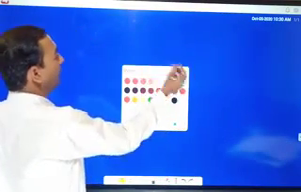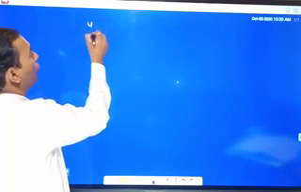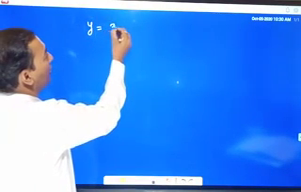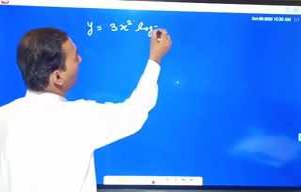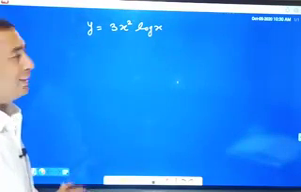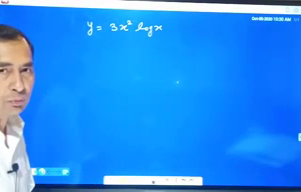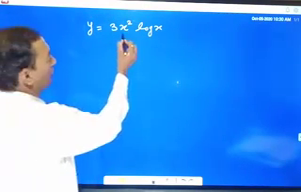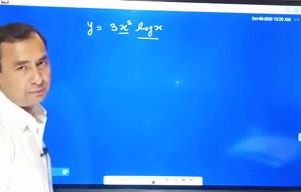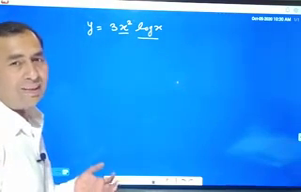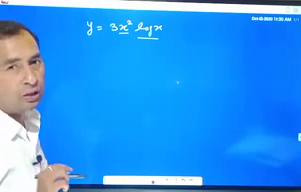When we write any function like y equal to 3x square log x, find the differentiation of this. Then how can we find the differentiation of this? There are two functions, one is an algebraic function and another is a logarithmic function. When two functions are in multiplication, then how do we do the differentiation?